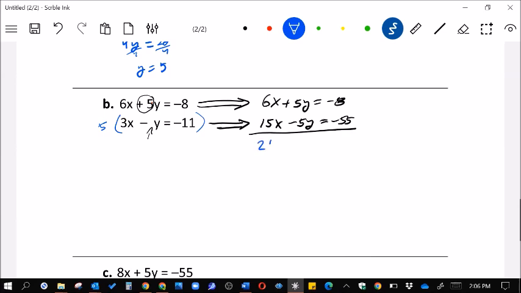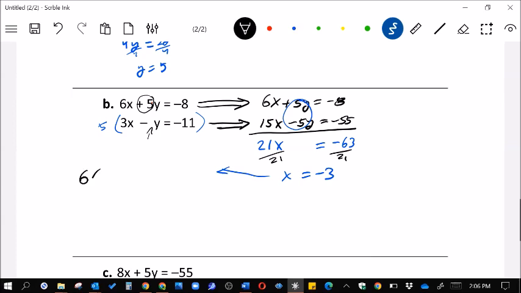That's 21x. This is 0. And we get negative 63. Yes, negative 63. 55 and 8, and it's negative. And at this point, if we divide by 21, we get that x is equal to negative 3. If x is negative 3, we need to put it back into one of the problems. It doesn't matter which one. I'm going to take the first one this time.